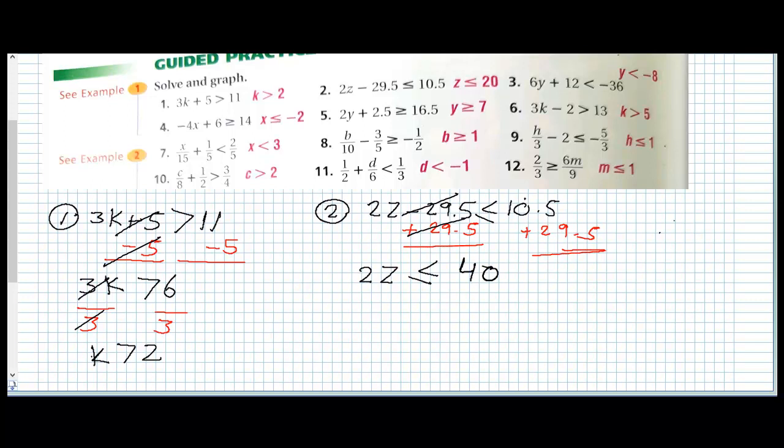Now, to remove 2, we will divide by 2 on both sides. Okay, 2 will go out with 2, remaining is z. z ≤ 40 divided by 2 is 20. Now it's time to draw.